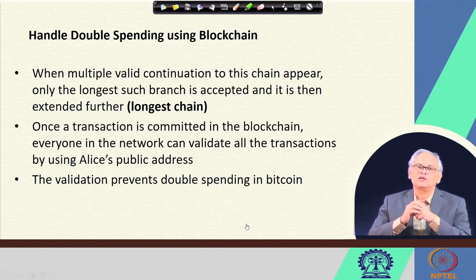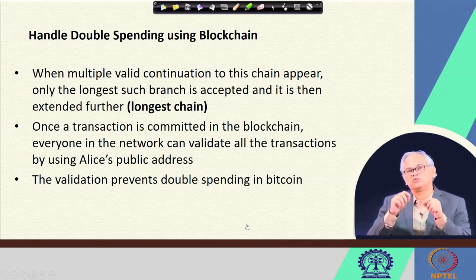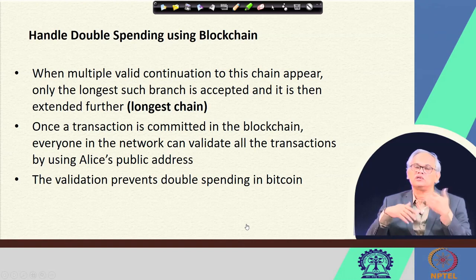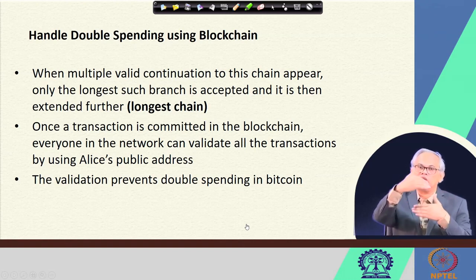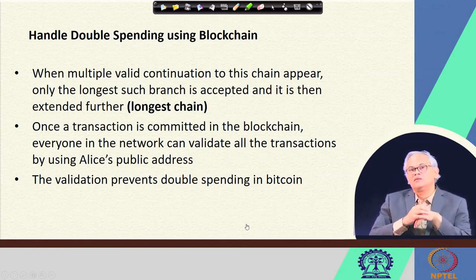Also, you might wonder, suppose Alice first puts it in one transaction which gets added to, say, block number 10, and she also does it in another which gets added to block number 11, in parallel. Then what would happen?